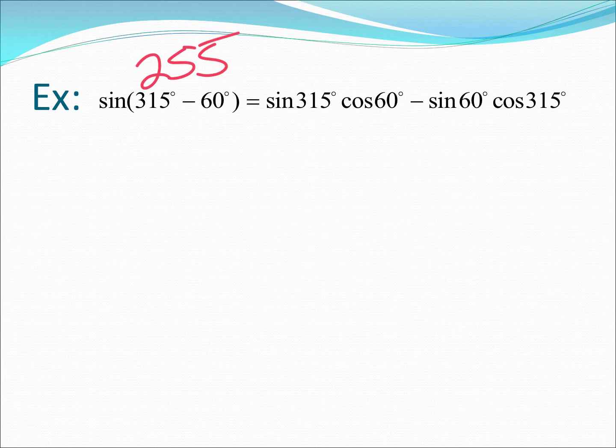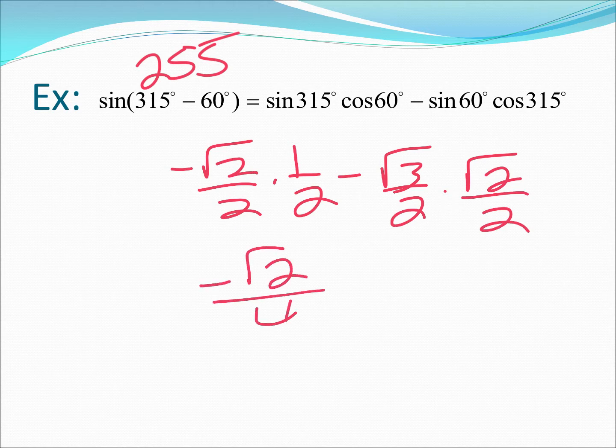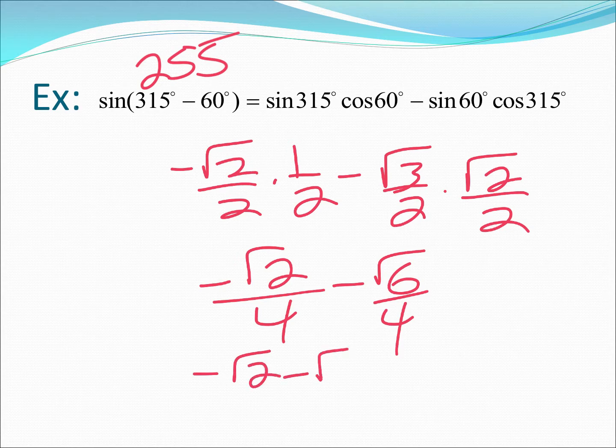Okay, so let's go ahead and plug in our values. For the sine of 315 degrees, we have negative radical 2 over 2, and then for the cosine of 60, we have 1/2. Then we're going to subtract the square root of 3 over 2 times the square root of 2 over 2. When we simplify this, we get negative radical 2 over 4 minus radical 6 over 4, which means our answer is negative radical 2 minus radical 6, all over 4. And now we have an expression for the sine of 255 degrees.